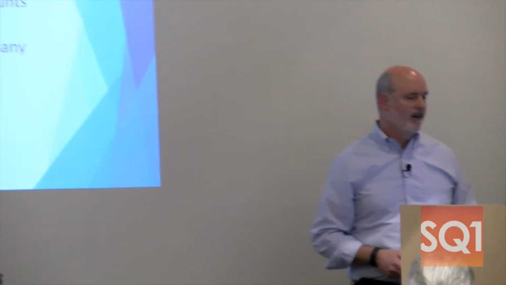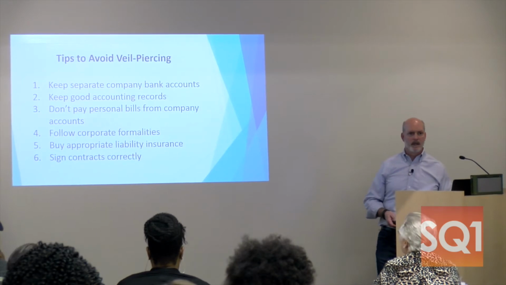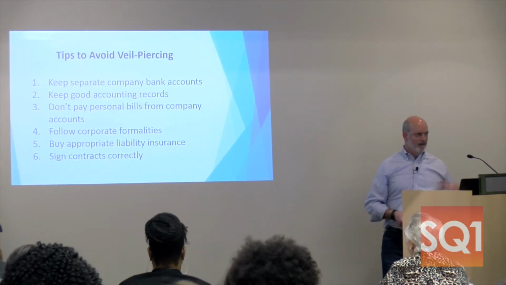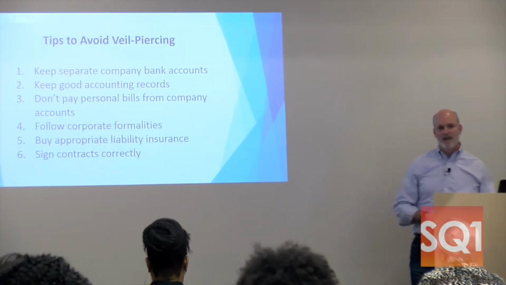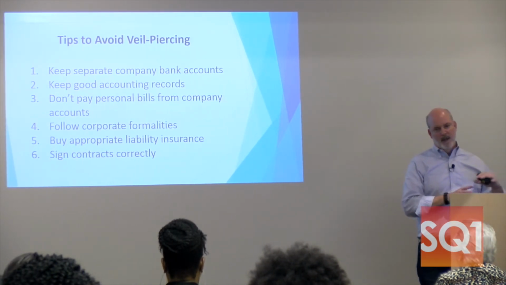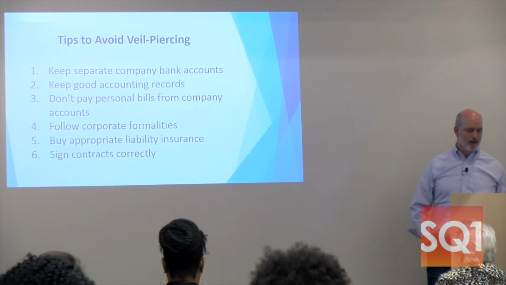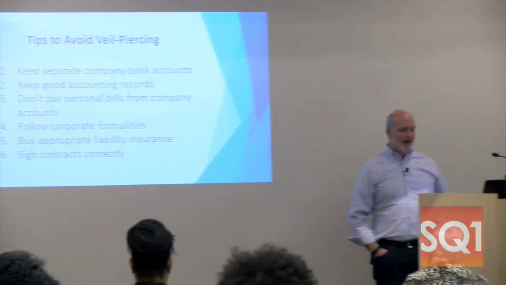Good. So be sure to keep separate bank accounts, and your accounting should be in good shape so that you're tracing all of the income and expenses and making sure that any kind of transactions between you as the owner and the company are recorded appropriately. Never pay a personal bill from the company. If you need the money from the company, make sure it's distributed to you and your bank account appropriately, and then write the check.